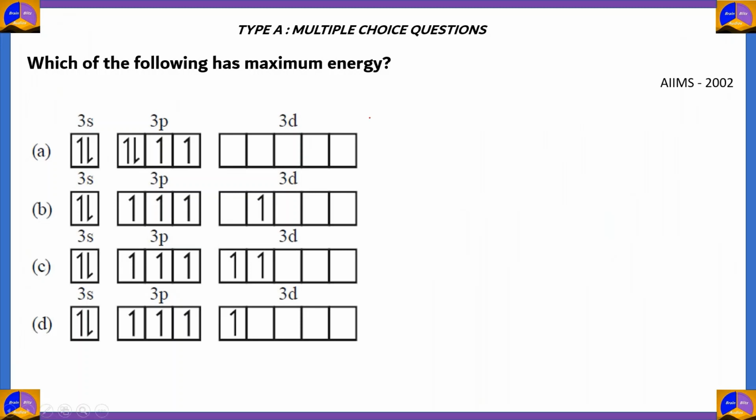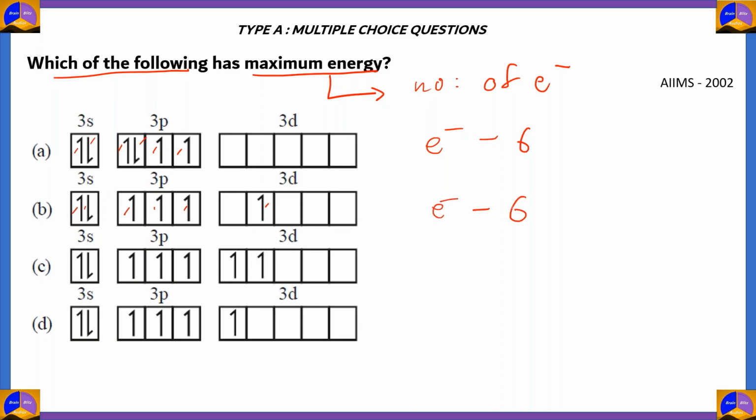Let's look at this question. Which of the following has maximum energy? In order to find out which of these has maximum energy, it's just enough to count the number of electrons. In combination A, we have 1, 2, 3, 4, 5, 6. Number of electrons is equal to 6. In option B, we have 1, 2, 3, 4, 5, and then in the 3d orbital, we have 6. Number of electrons is equal to 6.